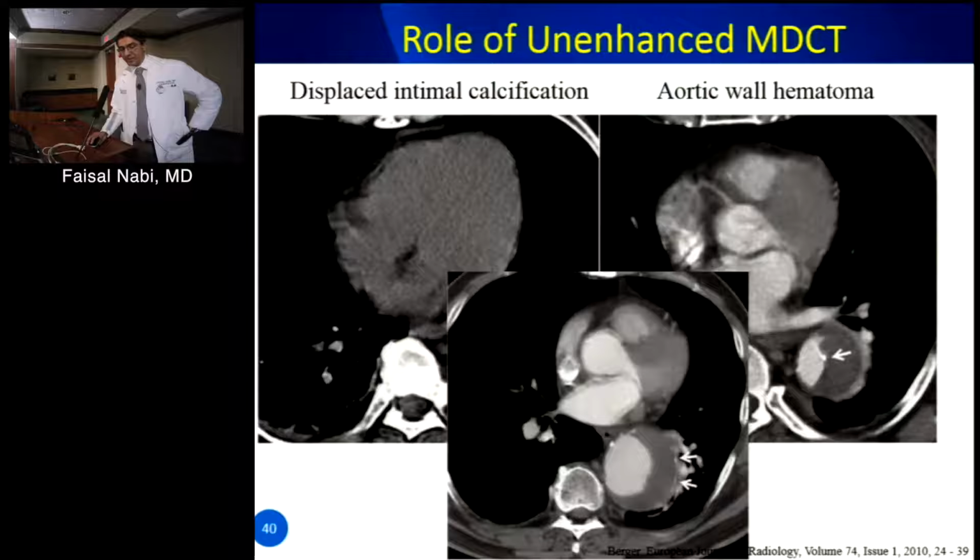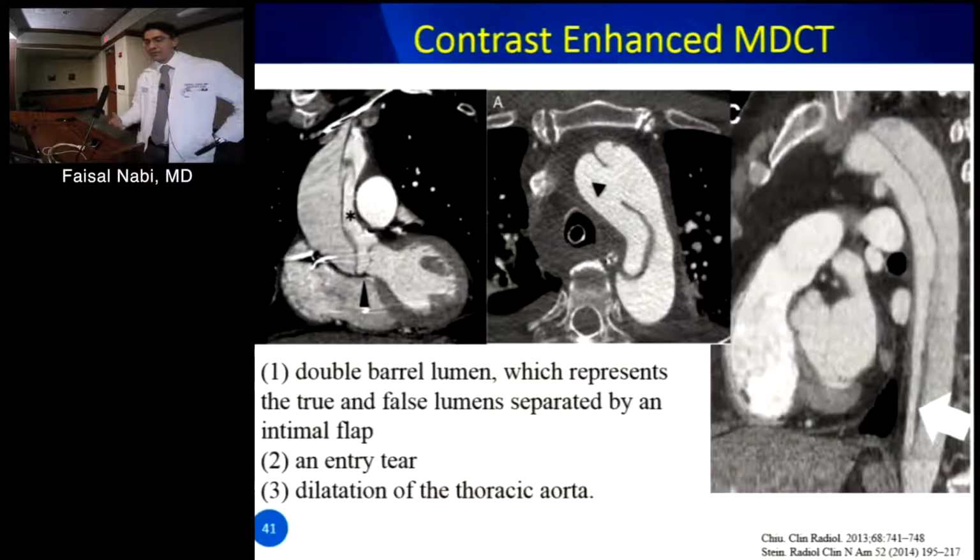Contrast-enhanced CT or cardiac MRI can provide a lot of useful information and helps you make the diagnosis. Classic findings are the double-barrel lumen, which represents the true and false lumen separated by the intimal flap. We can identify entry sites and exit sites, and at the same time identify dilations and sizes of the aorta.